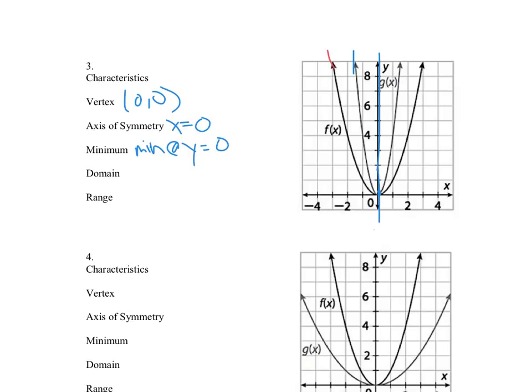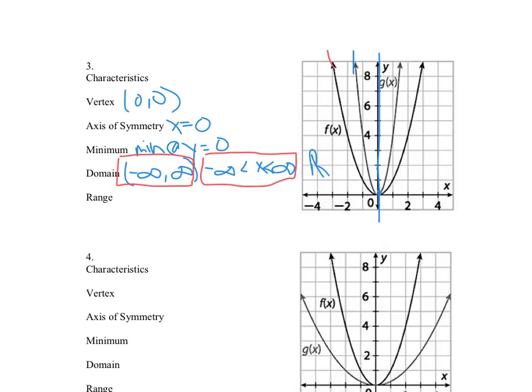Now our domain, since we have no issues, just like with our absolute value, is going to be from negative infinity to positive infinity. We can also write it as negative infinity less than x less than positive infinity. You may also hear it called all reals, written in symbol form like that, but the first two are the main ones that we want to work with. So this is interval notation or inequality notation.